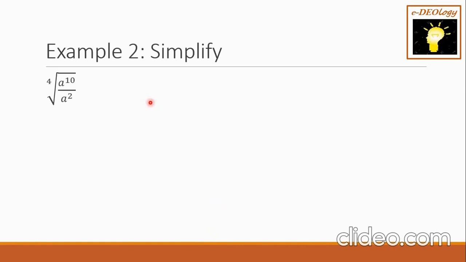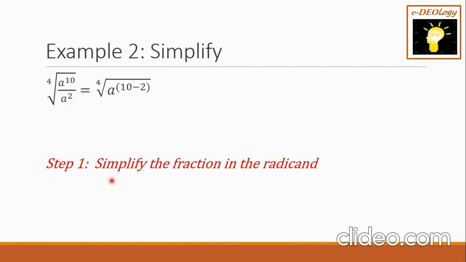Let's have example 2. Let us simplify the fourth root of the fraction a raised to 10 over a squared. In step 1, we need to simplify the fraction in the radicand. So we have exponents with the same base. We can apply our rule that it is equal to a raised to 10 minus 2, and the big radical is outside with the index 4. So it is now simplified into the fourth root of a raised to 8.